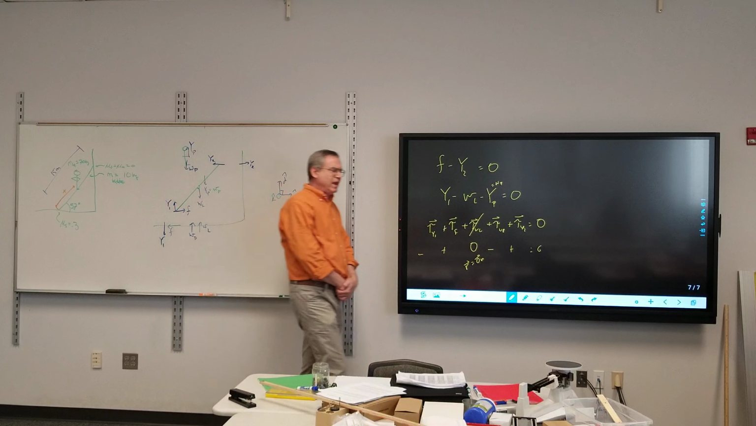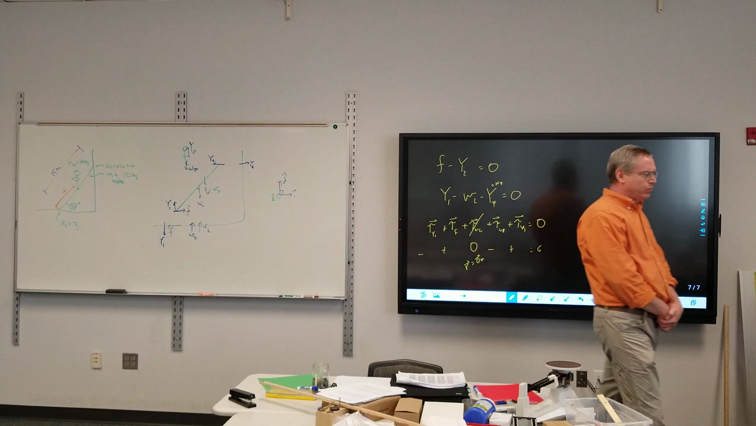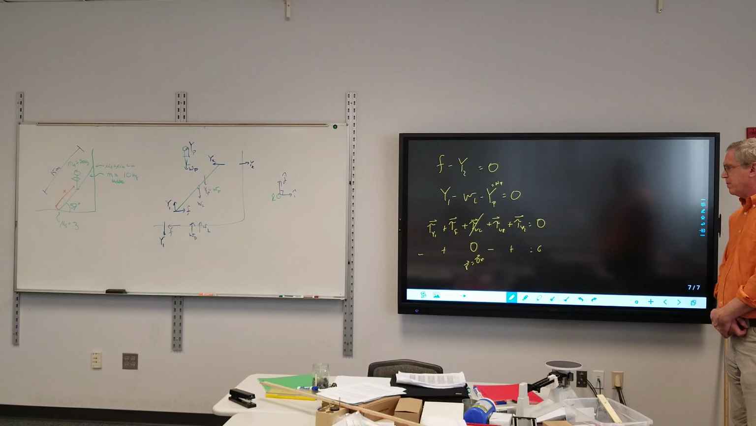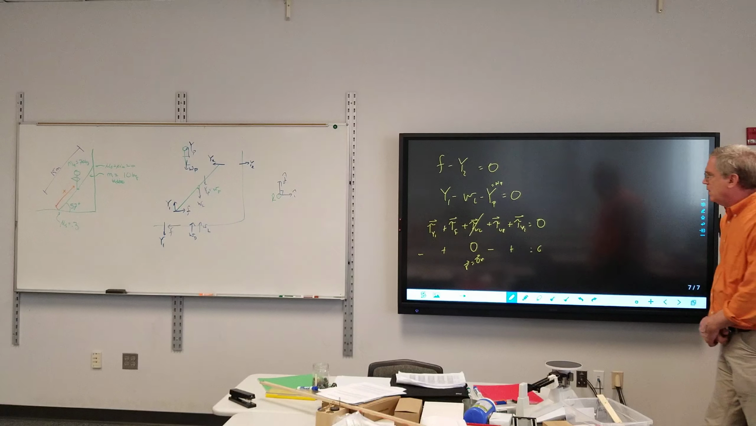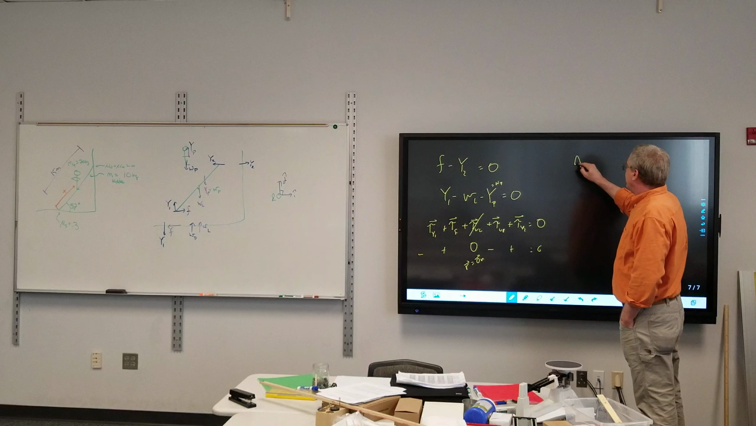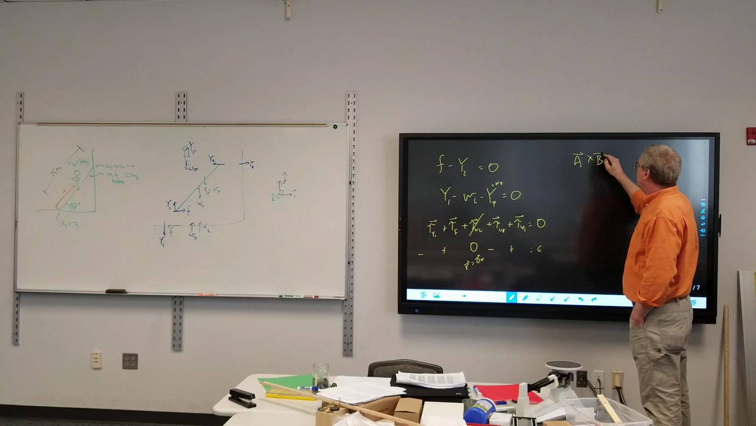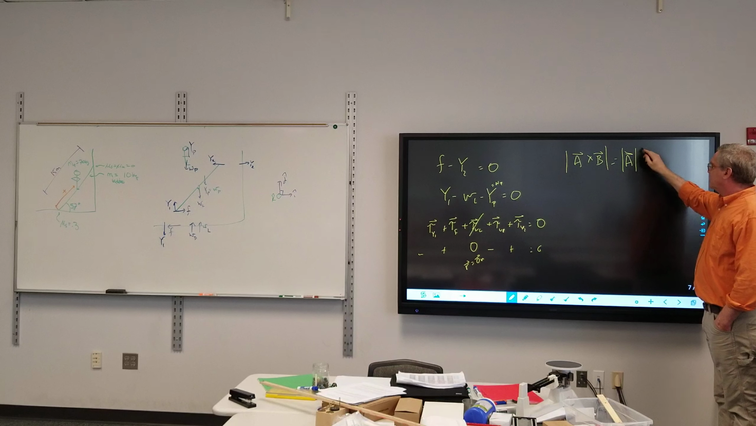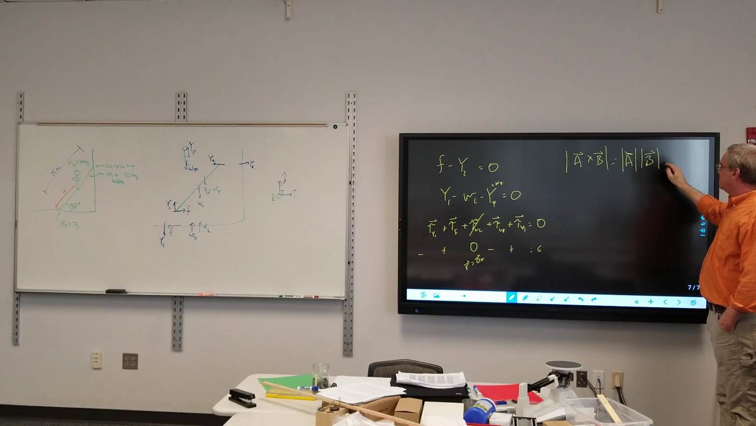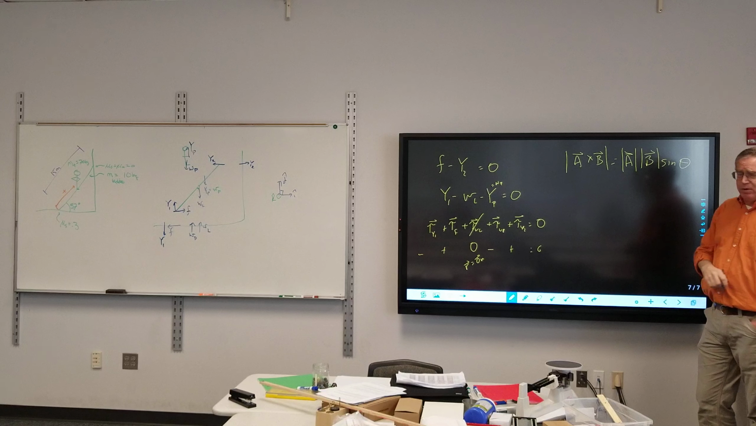Now, we have the directions, so we've thought through that. We don't have to worry about cross products other than we do need to worry about the magnitude. If I have A cross B, the magnitude of that is going to be the magnitude of A times the magnitude of B times the sine of the angle between them when I put them tail to tail.